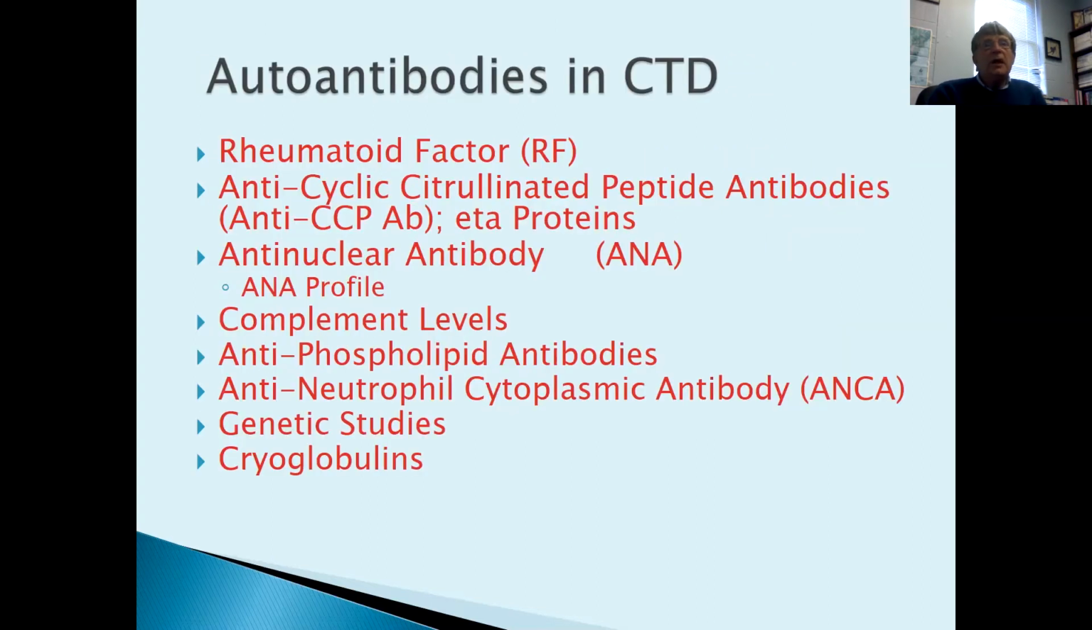The general studies to define the diseases are outlined here. We use the rheumatoid factor, anticyclic citrullinated peptide antibodies, and ENA proteins, the antinuclear antibody, which the positivity causes more consults for us than any other test. And we will always evaluate complement levels, antiphospholipid antibodies. We will talk at the end on ANCAs and cryoglobulins.